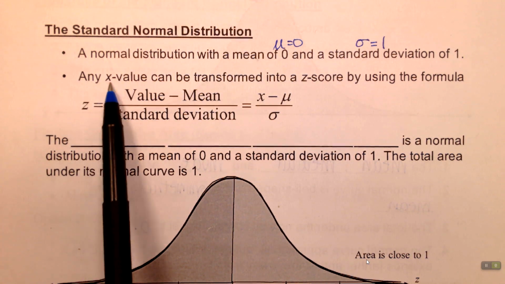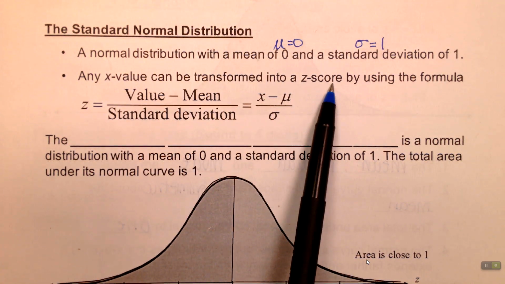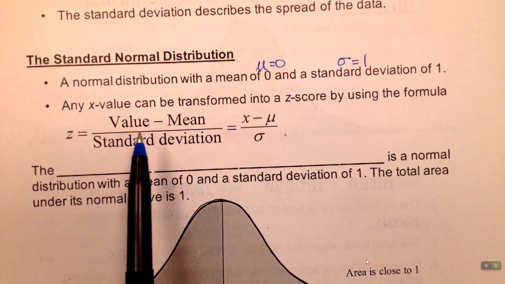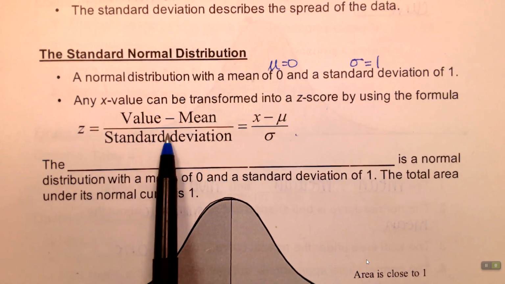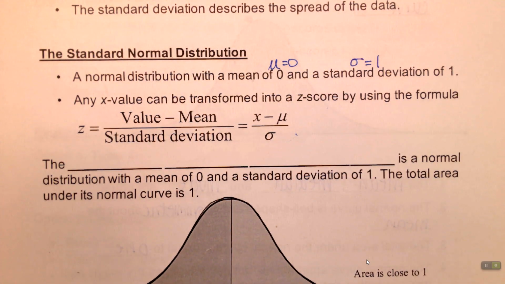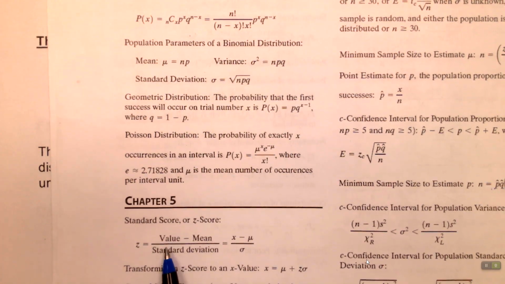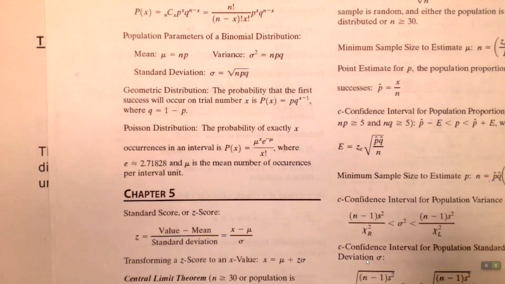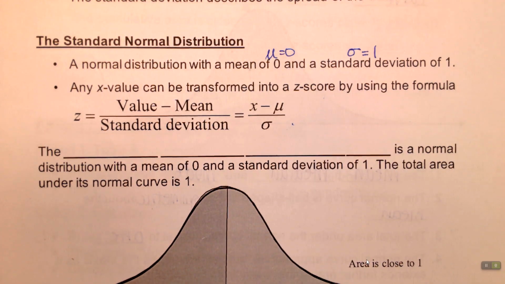So that means any x value in your data set can be transformed into a z-score by using the formula. This formula was in chapter 1, and it's again here in chapter 5, module 3 of your formula sheet. Let me bring it out real quick. So we learned it in chapter 2 in module 1, but again, we're going into detail with this in our formula sheet in this chapter.